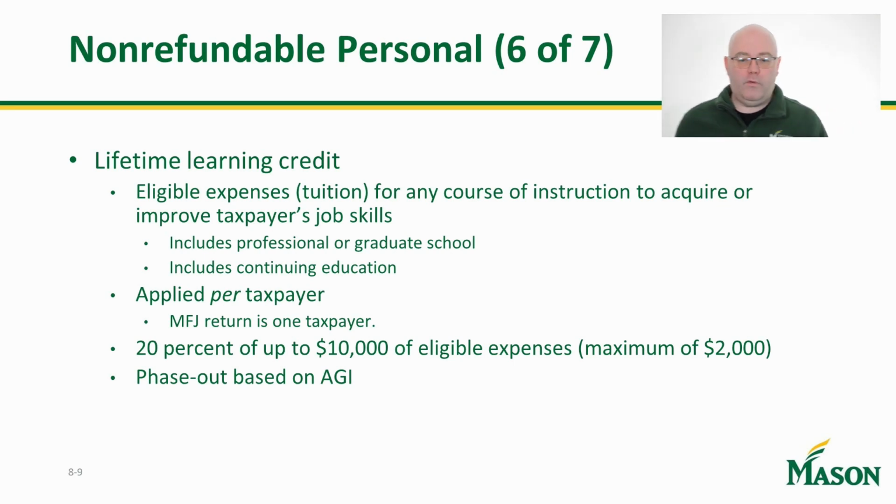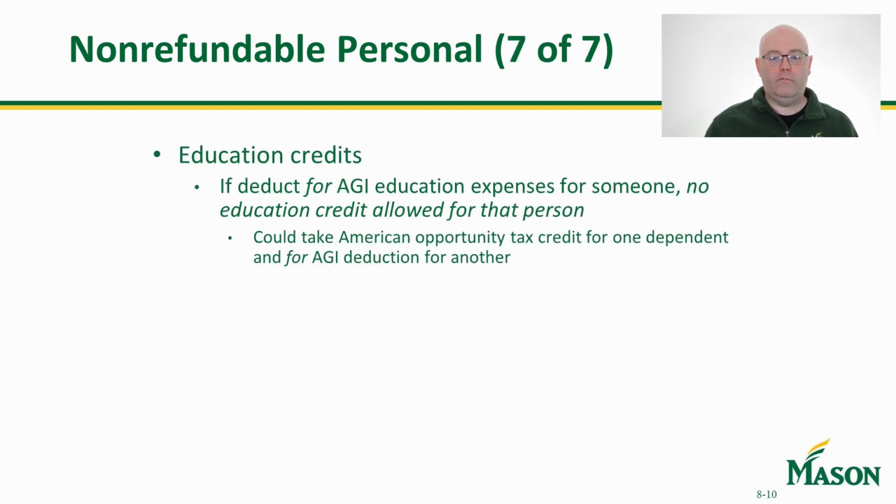Includes professional or graduate school. It also includes continuing education. So, for example, if you decide after you get into the accounting world and you want to take some continuing education, but instead of doing it at a continuing education course, you decide to go back to university and take some accounting courses, you can use that as an education expense, go against lifetime learning, but at the same time, you can also use it for your continuing education requirements as a CPA. So that's actually pretty helpful. Very good credit. I've actually used it several times, like I said myself.